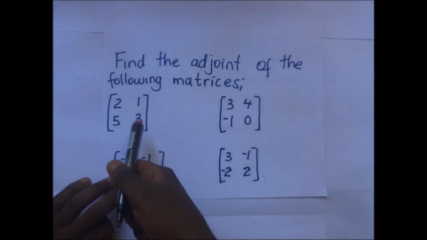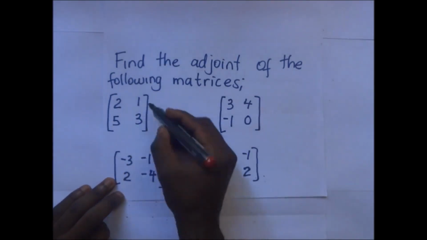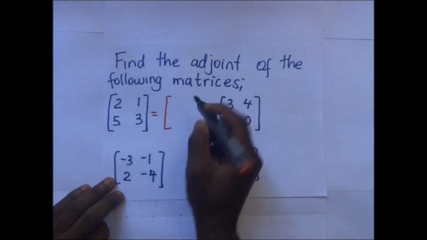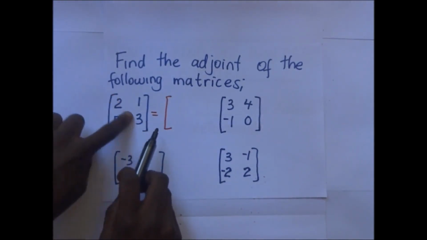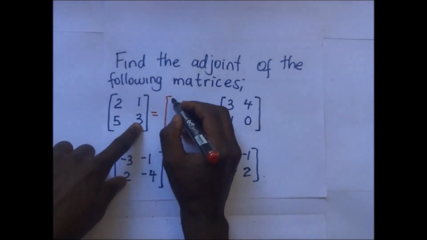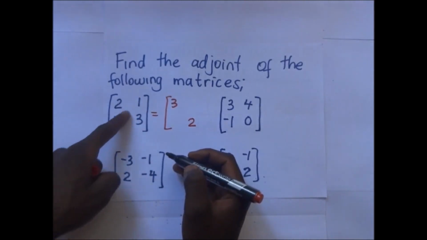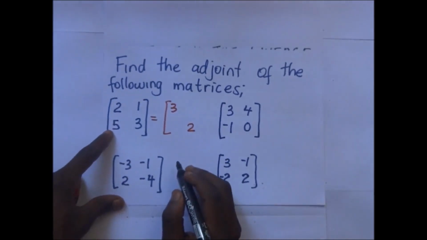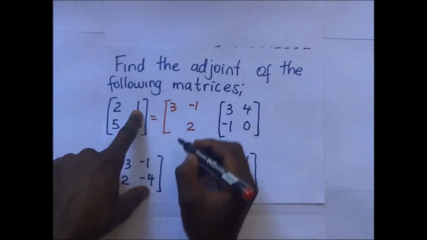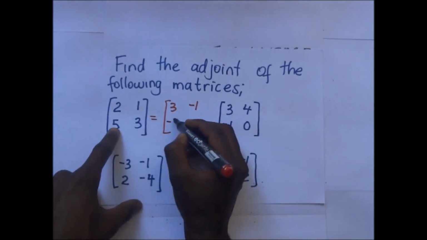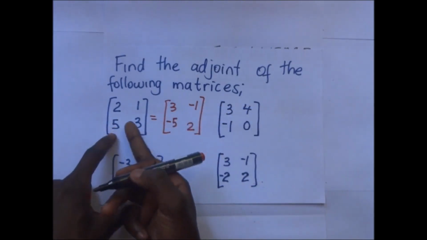Find the adjoint of the following matrices. We have this, so the adjoint of this is going to become, we interchange these two numbers in the leading diagonal. So the 3 will come here and the 2 will get here. Then in the minor diagonal, we multiply them by -1. So -1 times 1 will give us -1, and multiplying this by -1 gives us -5. So this is the adjoint of that matrix.